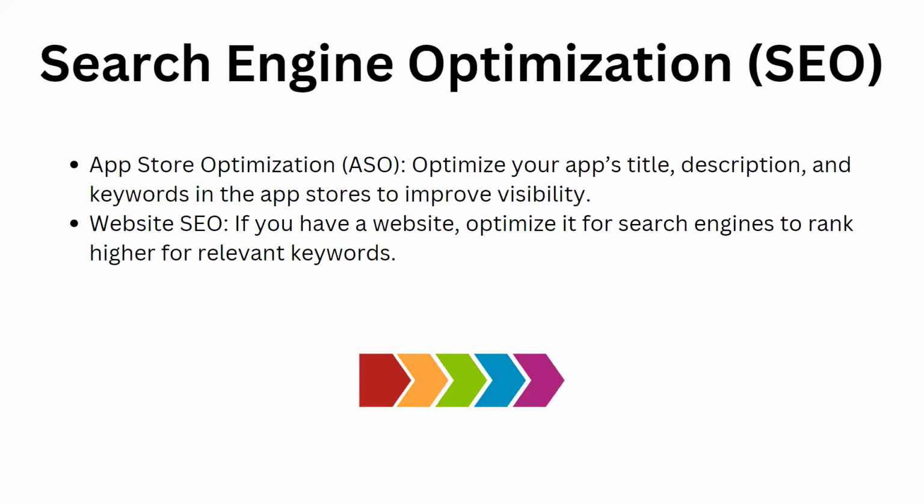Okay, so the next one is search engine optimization. What is your rank, your position in the search engine? You have to know, because people will be using keyword search, and your position must be high priority. Which is why you need to optimize your app's title, description, and keywords in the app stores, or maybe the search engine, to improve visibility. In some cases, you pay money to the organization to be ranked at the top. If you have a website, optimize it for search engines to rank higher for relevant keywords.